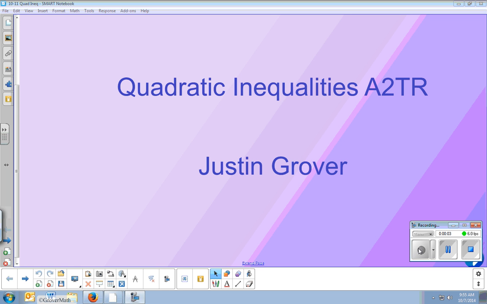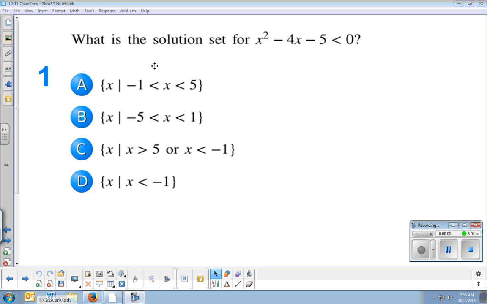Quadratic inequalities, Algebra 2 Trig Regents. What is the solution set for x squared minus 4x minus 5 less than 0?